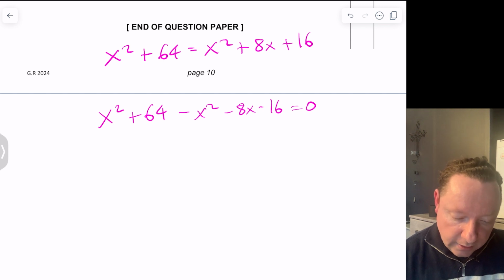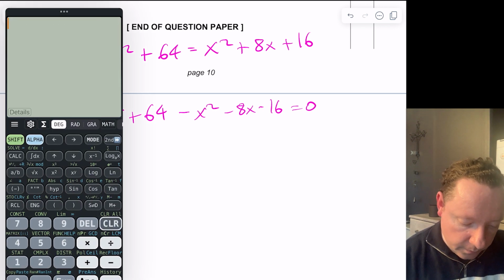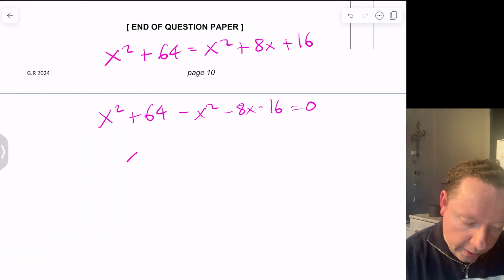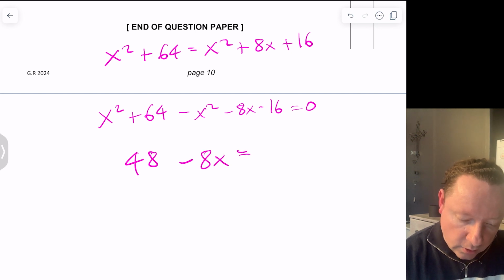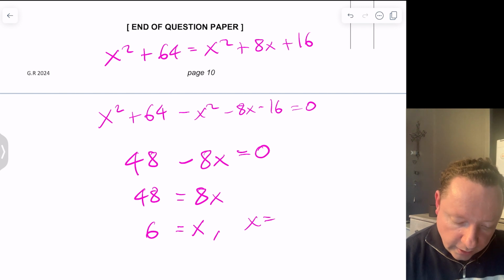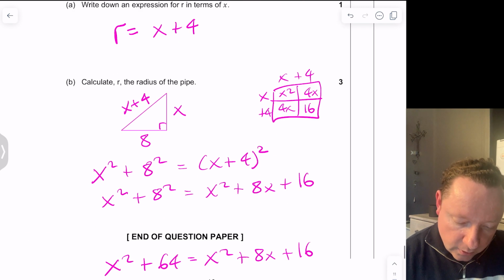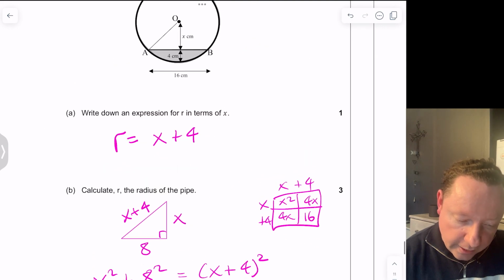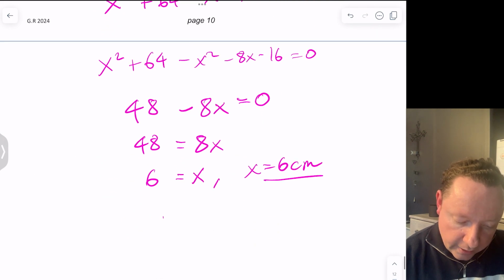Collecting like terms, 64 minus 16, let's just check that in the calculator, is 48. So we've got 48, and we've got minus 8x still, and the x squares are gone, and that equals 0. So that means that 8x on that side is 48. Divided by 8, 8 6s are 48. So x equals 6. And what's the units? Centimetres. But we've not answered the question. It says calculate the radius. The radius is x plus an extra 4. So the radius is 6 plus 4, which is 10 centimetres.